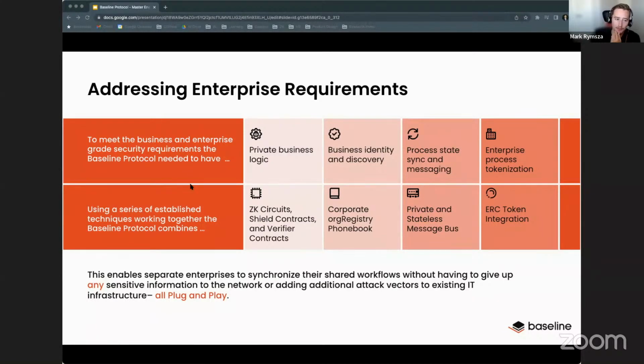And for this one right here, we're addressing the enterprise requirements. This puts what typical enterprises would want into an easy to look at format. Businesses want private business logic. They want to know who they're working with. They want to synchronize their state and messaging with the counterparties that they're working with.